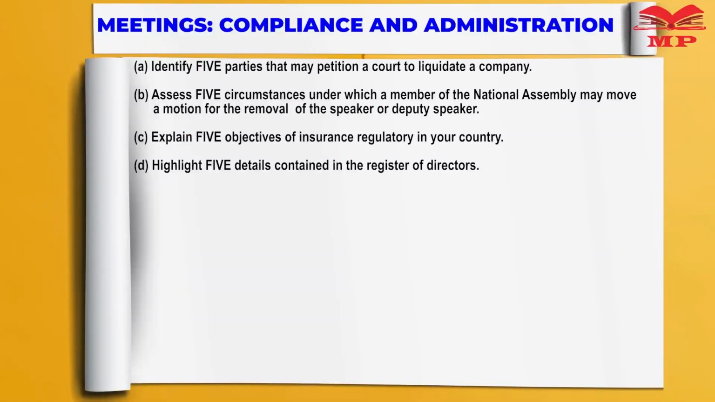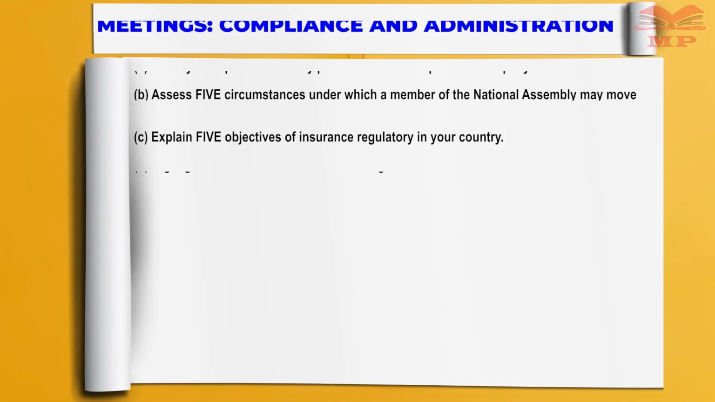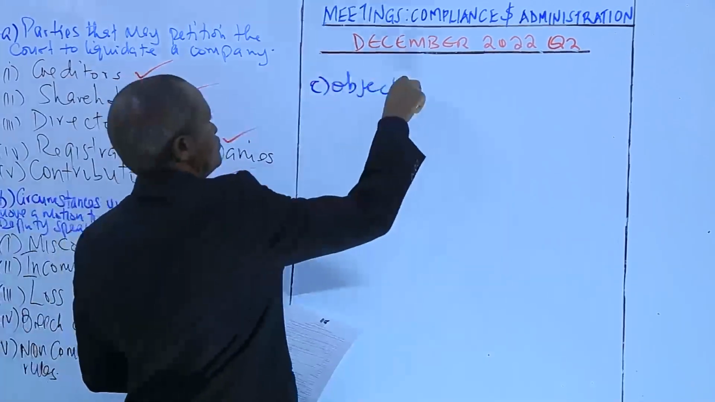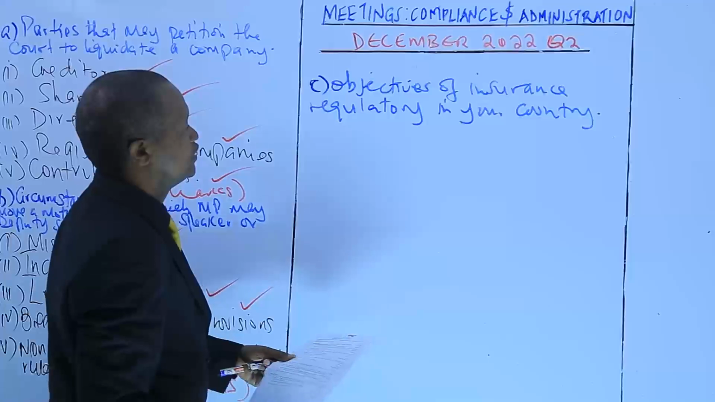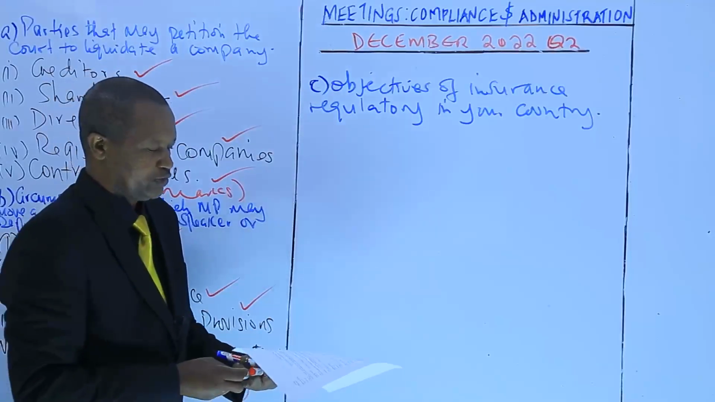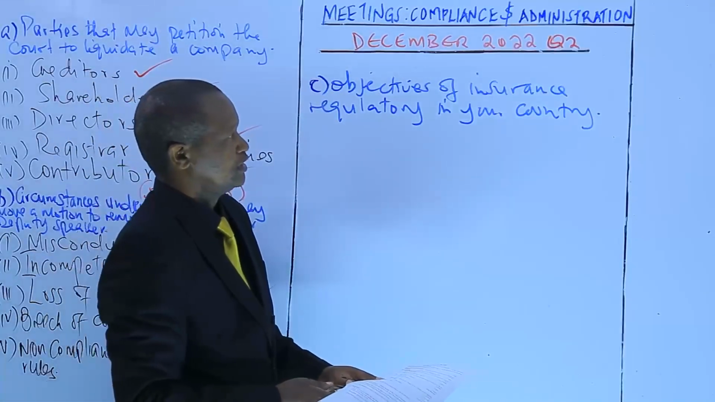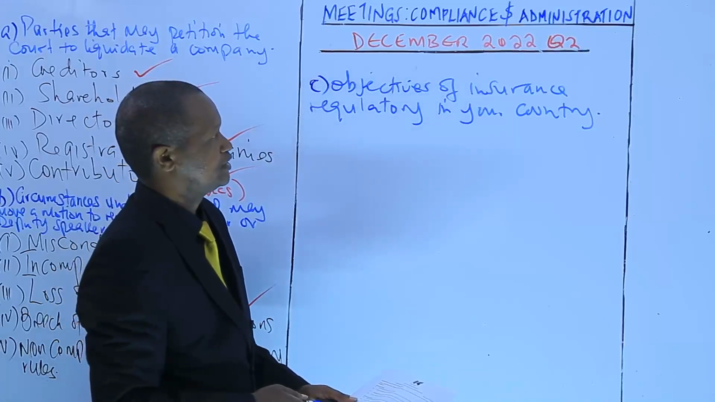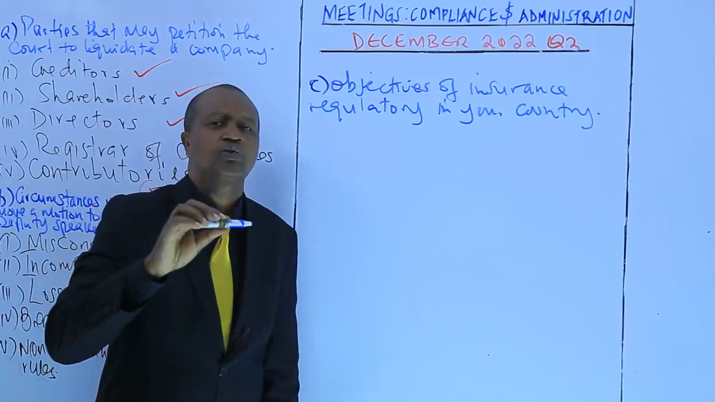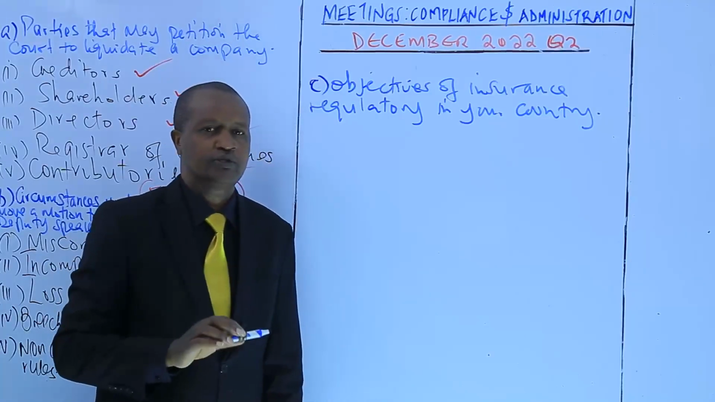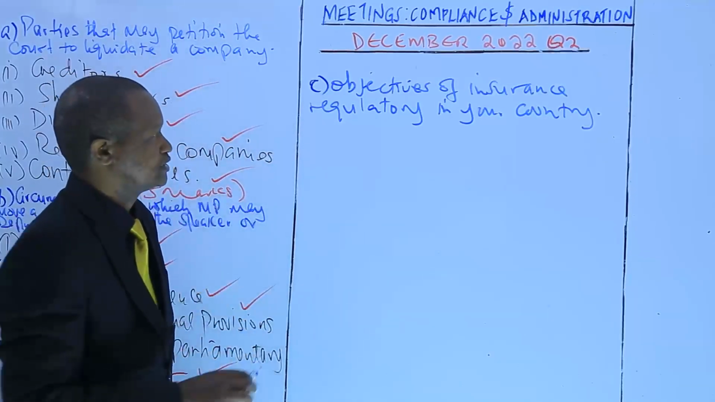Part C reads, explain 5 objectives of insurance regulatory in your country. Now, the first objective of insurance regulatory in Kenya is consumer protection, protecting consumers.